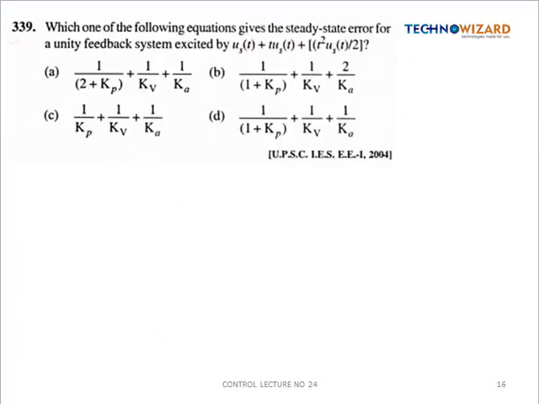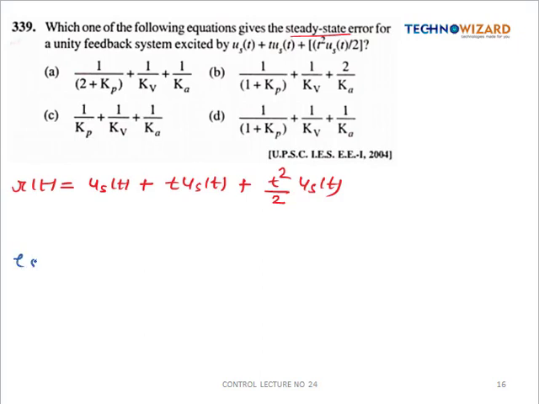Next question is, which one of the following equations gives the steady state error for a unity feedback system excited by u of t, which is the unit step, plus t into u of t, which is ramp, plus t square u of t by 2, which is parabolic. Okay, so now the input is r of t equal to u of t, the unit step, plus t into u of t plus t square by 2 into u of t. So this is step, ramp and parabola.